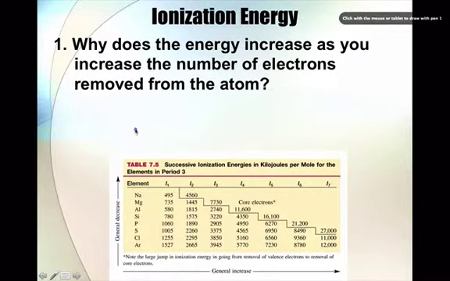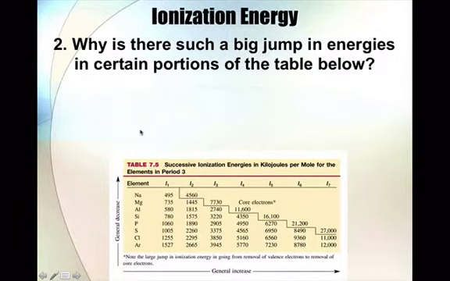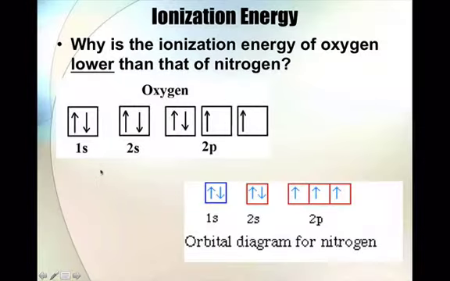Why does the energy increase as you increase the number of electrons removed from the atom? We talked about that. At some point you're hitting the core electrons. Once you've removed the valence electrons, you've hit the core electrons, and then it becomes a lot harder to pull those away because you have a stable atom that you're trying to pull them away from. And then the second question was, why is there such a big jump in energies in certain portions of the table below? And we already talked about that as well. Once you've removed all the valence electrons and you get into the core electrons, you make that big jump. It becomes a lot harder to remove electrons.